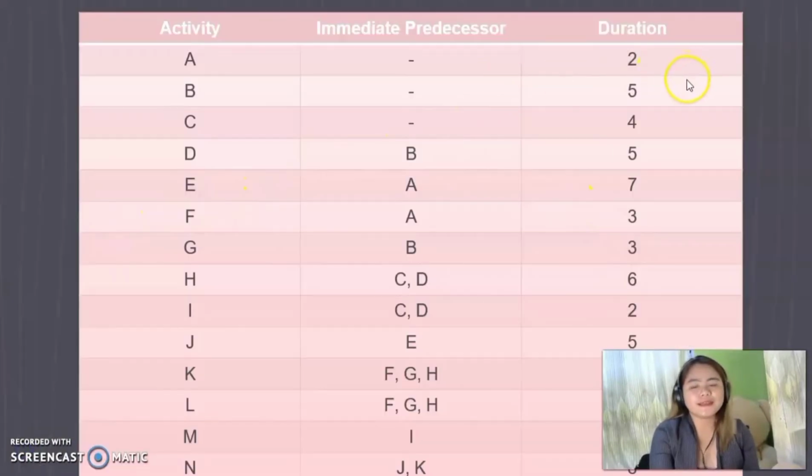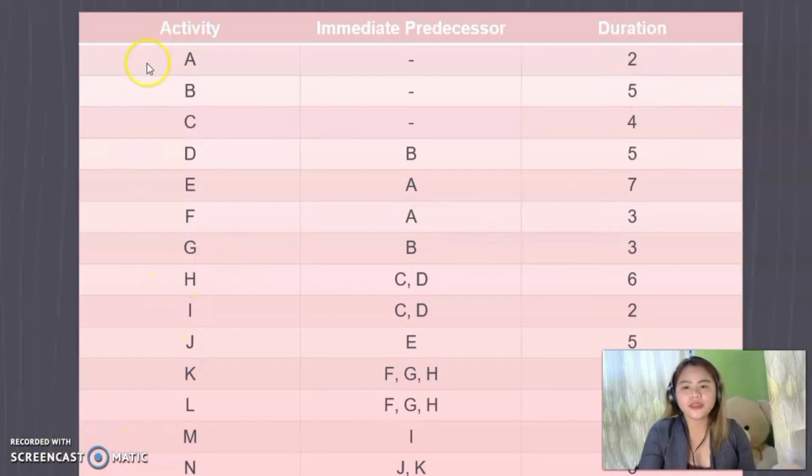So consider this as a detail in a project. These are the different activities in this column, and in this column are the immediate predecessors.